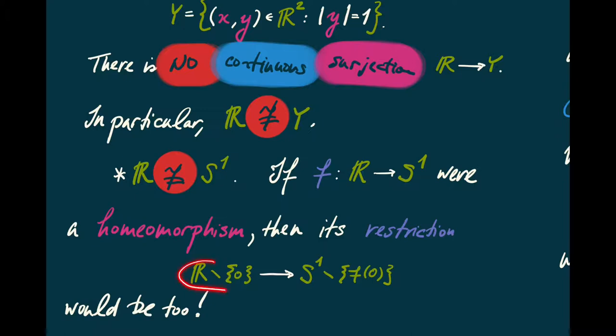This would have to be a homeomorphism. After all, it would be continuous, and it would be a bijection, and its inverse would also be continuous. But now we have a problem. If this were a homeomorphism, we'd be in big trouble because, after all, S1 minus F of 0 is still connected, but R minus 0 is not connected. So there can be no continuous surjection going that way. And in particular, there certainly can't be a homeomorphism connecting these two.